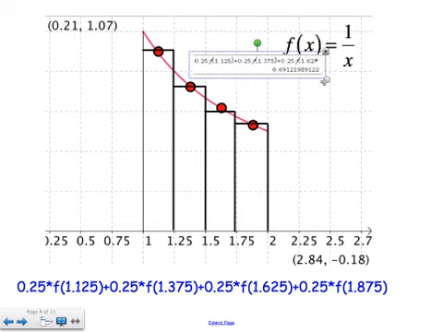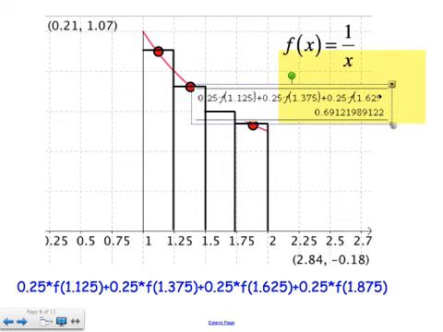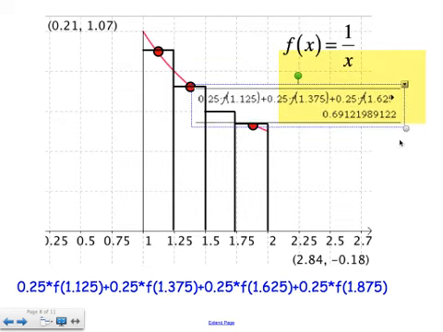With a function like 1 over x, it's not hard to do this by hand, but 0.6912, etc. So this is closer to the real answer. I can't tell for sure whether this is over or under.